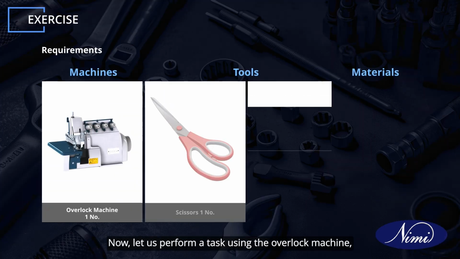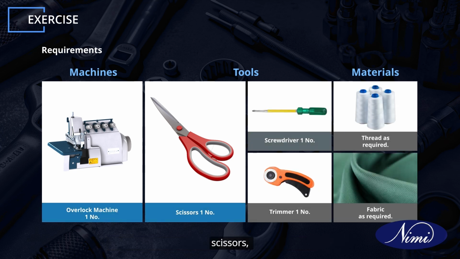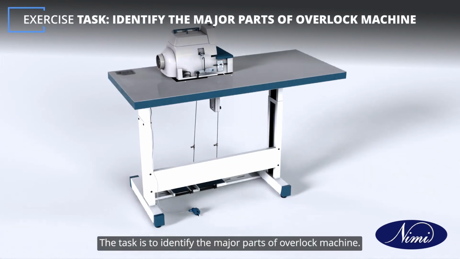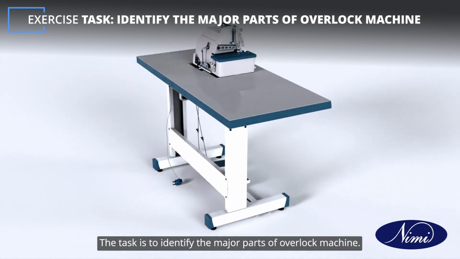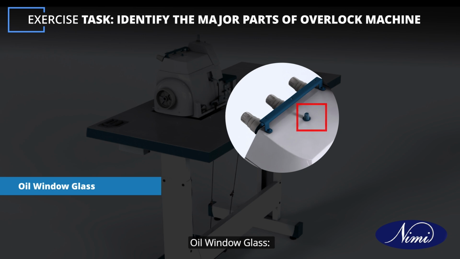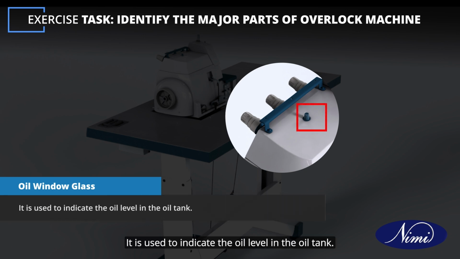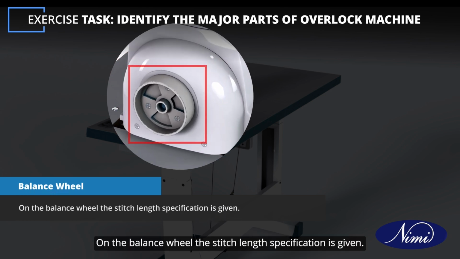Now let us perform a task using the overlock machine, scissors, screwdriver, trimmer, thread and fabric. The task is to identify the major parts of overlock machine. Oil window glass. It is used to indicate the oil level in the oil tank. Balance wheel. On the balance wheel, the stitch length specification is given.